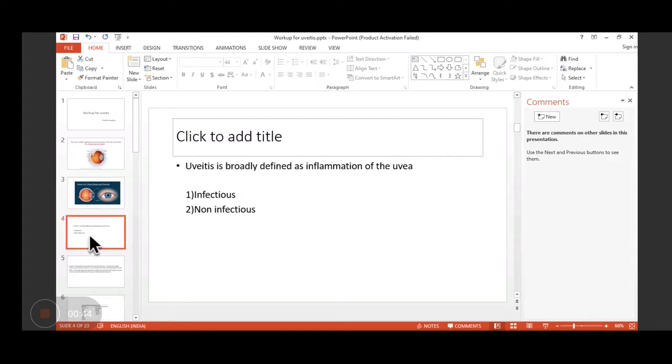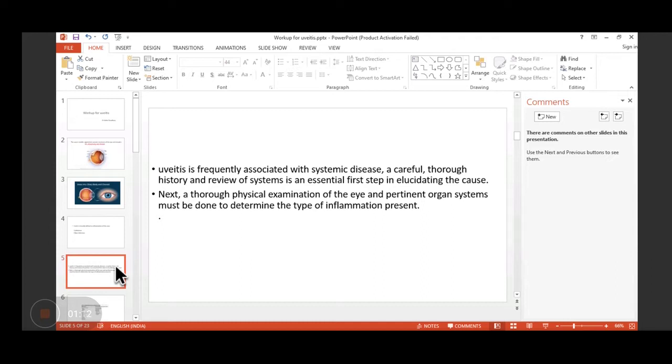Okay. So uveitis is broadly defined as inflammation of the uvea, any of the three uvea parts, and it can be infectious and non-infectious. The lab investigations, or any investigation for that matter, will depend upon the cause. Like if it's infectious, we have to have other lab investigations. If it's non-infectious, there are other investigations for that. So uveitis is frequently associated with systemic diseases.